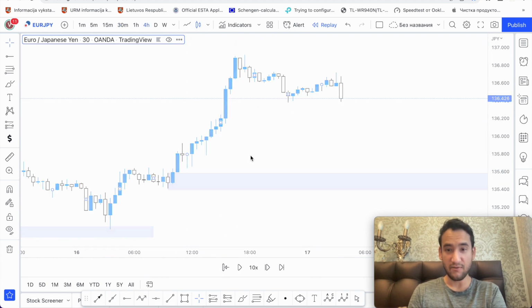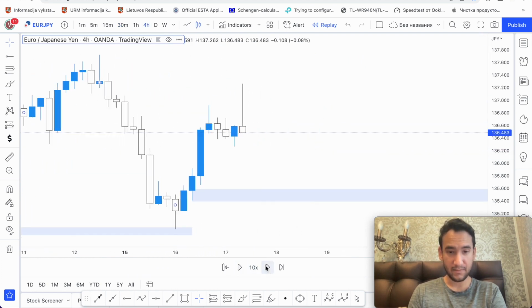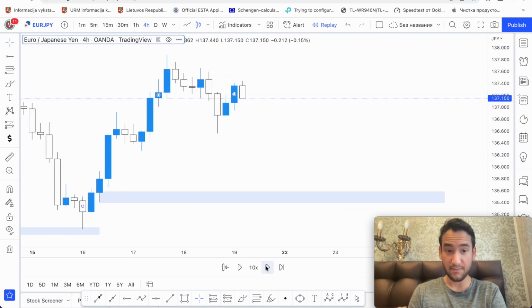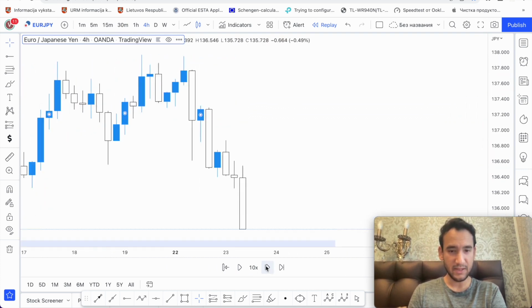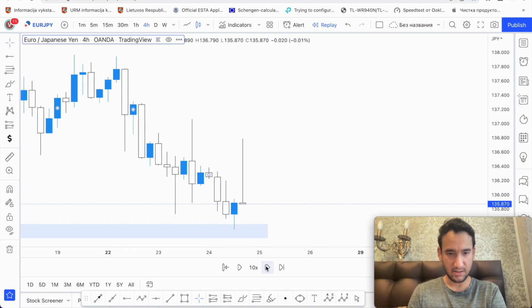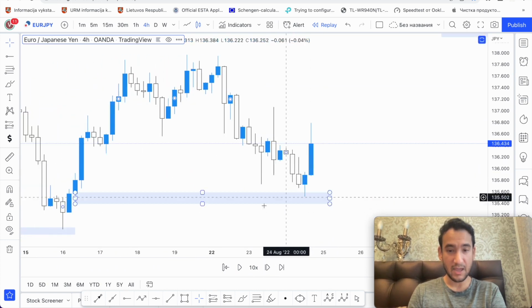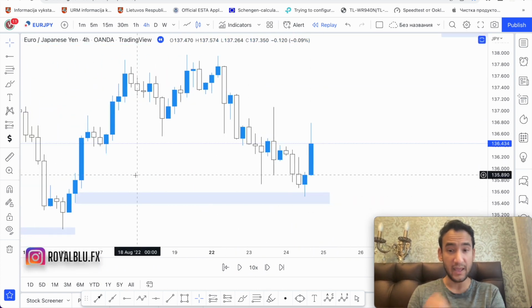So now we need for price to come here, right? And notice it's a wick on my 4-hour time frame, right? Let's play this fast. There we go. Price mitigated and pushed up. Now, what if we mitigate this, right?